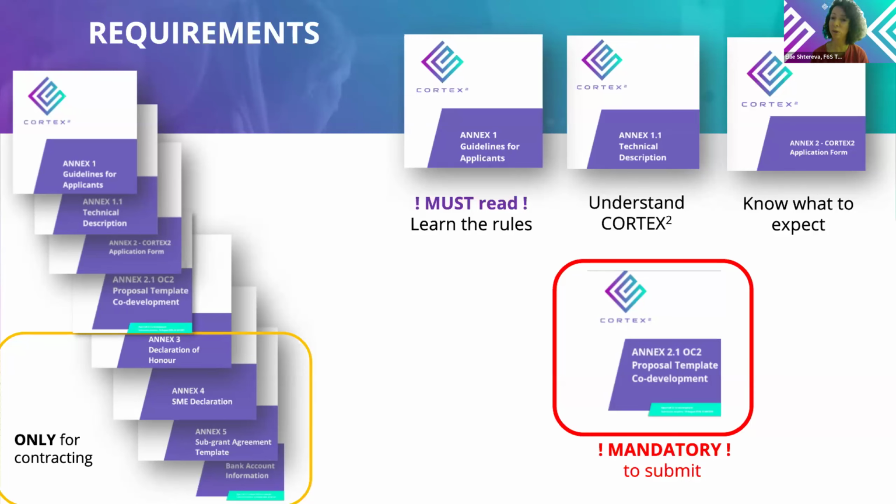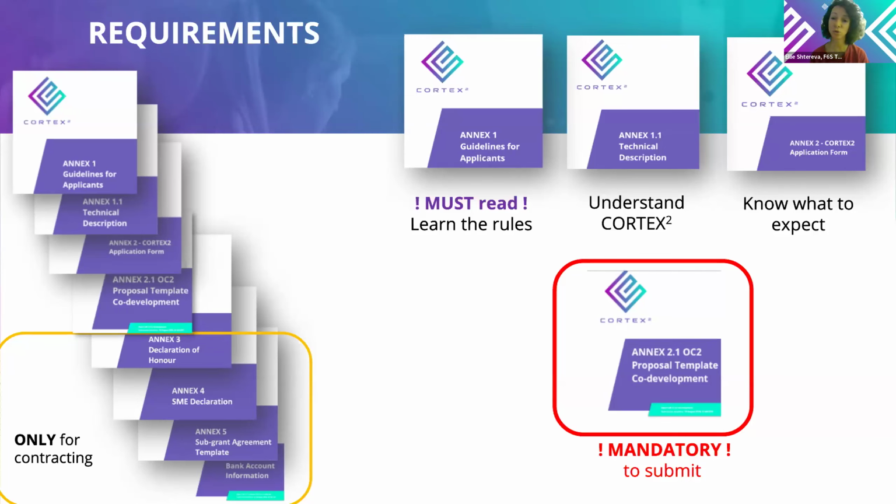After that, we have Annex 1.1, which is a technical description. There we're providing information regarding the CORTEX2 architecture and what is currently available for you to be collaborating with us on. So this is also a very important document for you to read through.